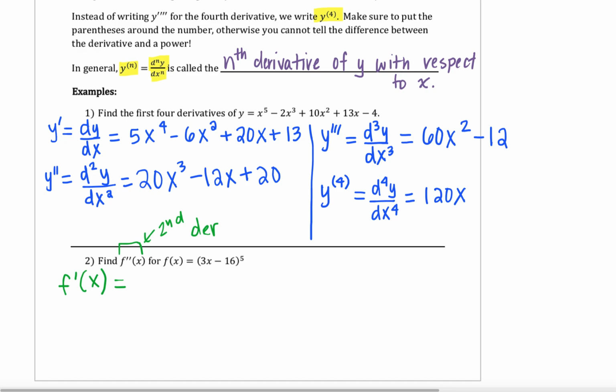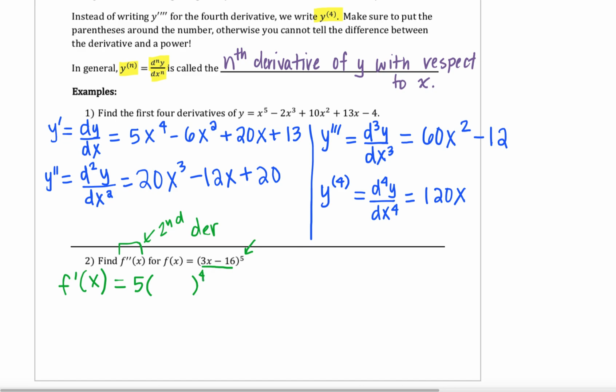So our first derivative here of f of x, I'm going to actually need to use a chain rule. And the reason being is I have this inside function of 3x minus 16, and then this outer function of the 5th power. So in the chain rule, we start with the outsidemost function. Derivative of something to the 5th power would be 5 times that something all to the 4th. So we did the first part of the chain rule.